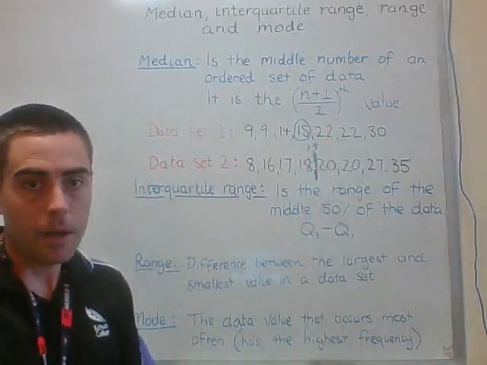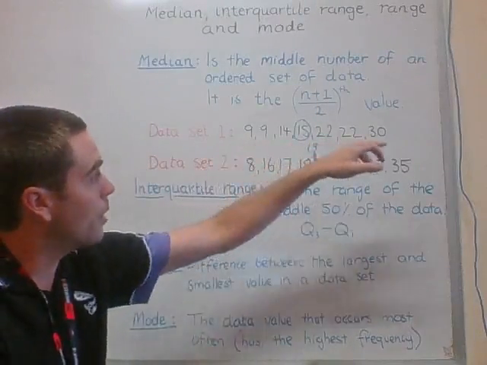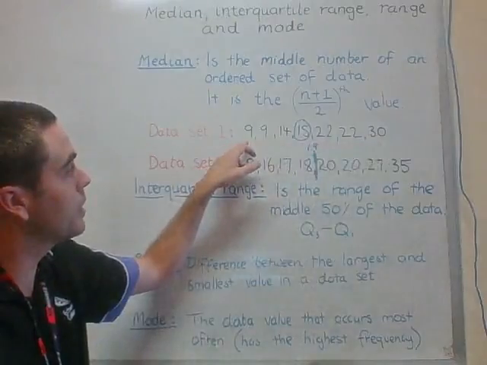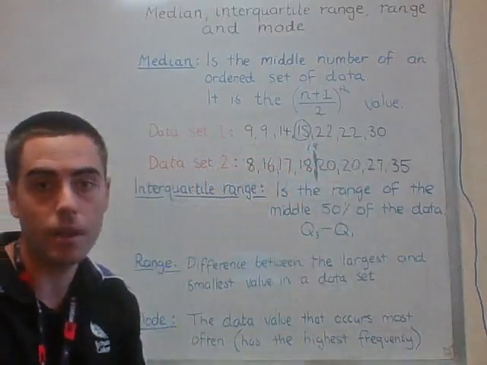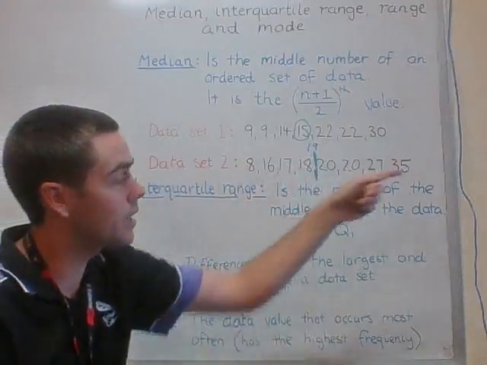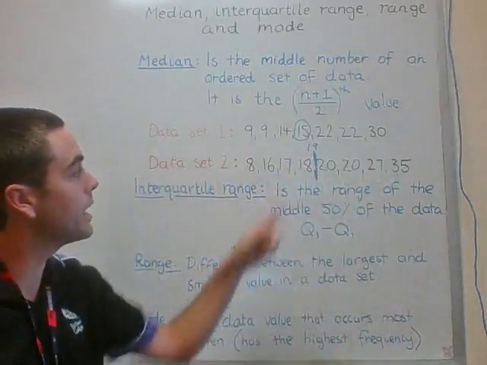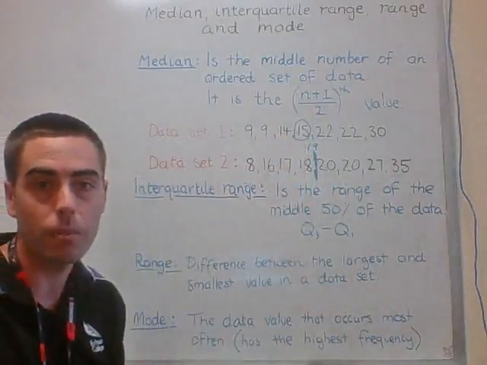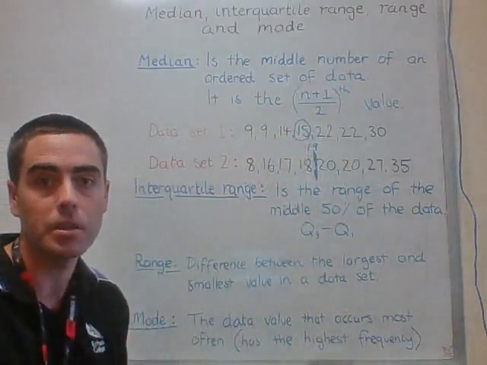So basically whenever we've got an odd number, so this one had 7 pieces of data, the median will fall right on a number. And whenever we've got an even number of data points, so this one had 8, the median will be between two numbers. And when it's between two numbers, just add them together and divide by 2.